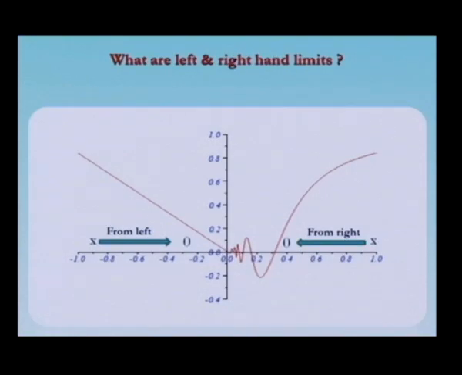Now consider this graph. Can you observe what the left hand and right hand limits are? If you look at the graph, we can see that when x is reaching 0 from the left side, f(x) is reaching 0, and when x is reaching 0 from the right side, in this case also f(x) is reaching 0. So f is reaching the unique number 0 when x is reaching 0 from both sides. So f has the limit 0 as x tends to 0.